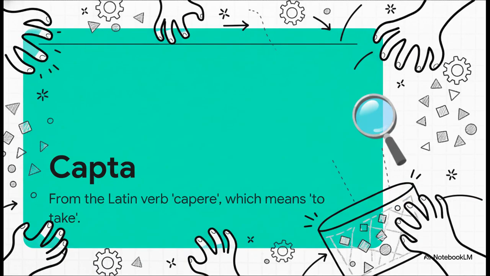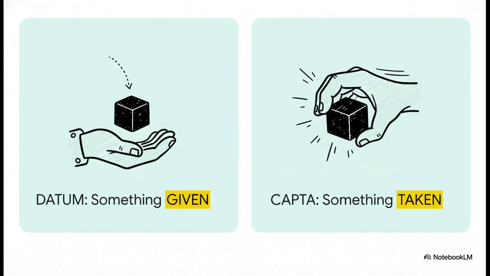And this has led some thinkers to argue that we're using the wrong word entirely. Maybe what we should be saying is capta. It comes from another Latin verb, capere, which means to take. See the difference? We've gone from a world of datum, things that are given to us, to a world of capta, things that we actively go out and take. It's a huge shift from being passive to being active. And believe me, this isn't just playing with words. This has massive, real-world consequences.